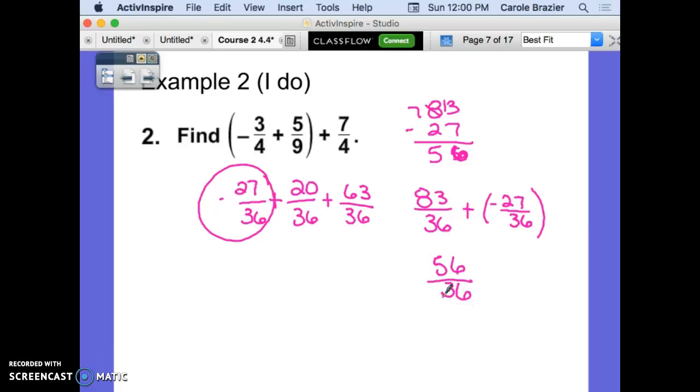This is not reduced because I know I can then turn it into a mixed number. So 36 goes into 56 once. I have 20 left over 36. This is still not completely reduced because there's still two even numbers. So I know that 4 goes into both of these. So 20 divided by 4 is 5. 36 divided by 4 is 9. So 1 5/9 is your final and reduced answer.